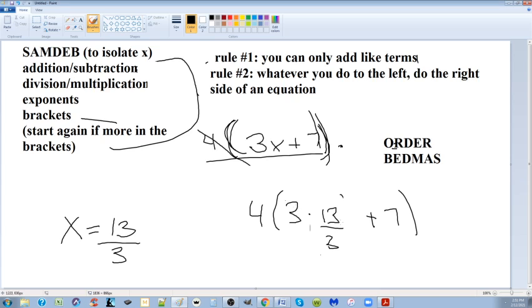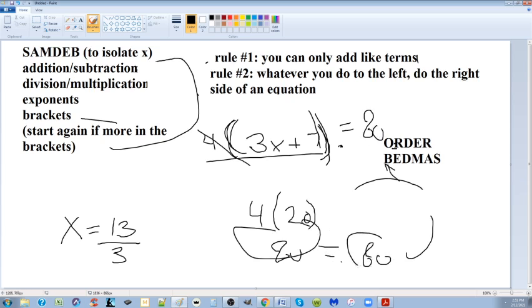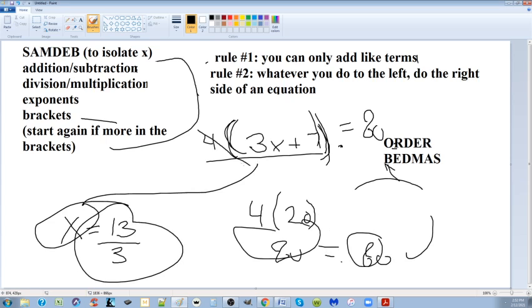So right away, order of operations says I have a multiplication here first. I must do it. So to get rid of it, I could do 3 times 13 and then divide by 3. But since right in here, these things are all multiplying, dividing each other, I can just cancel. So I'm left with 13 plus 7 inside the brackets. I got to solve the brackets now inside. What's 13 plus 7? It's 20. What's 4 times 20? 80. And remember, this whole thing was equal to 80. So does 80 equal to 80? Yes, I've proved that 13 over 3 must be x for this equation.